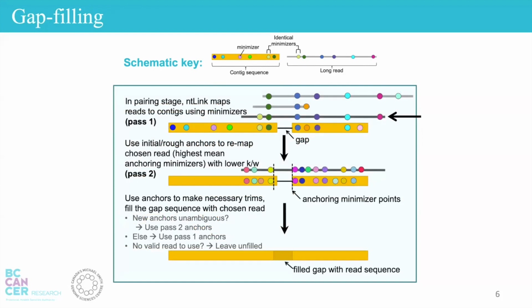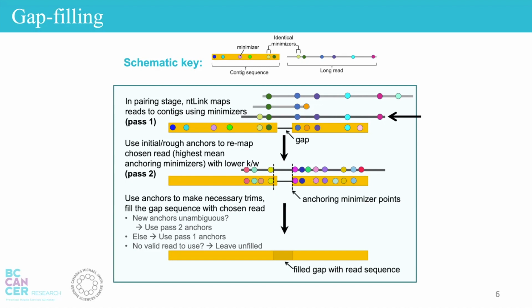So now moving on to describing the new gap filling feature of ntLink. In earlier versions of ntLink, when the evidence was used to join sequences together, we would insert a gap, or sequence of Ns, between those sequences. With this gap filling feature, we endeavor to fill those Ns with actual ACTG sequence instead, which can be helpful for downstream analysis. In the pairing stage, ntLink maps reads to contigs using minimizers and then uses that evidence to decide what sequences should be put together. But for gap filling, we use those same mappings, just now in deciding what sequence should be added into the gap.